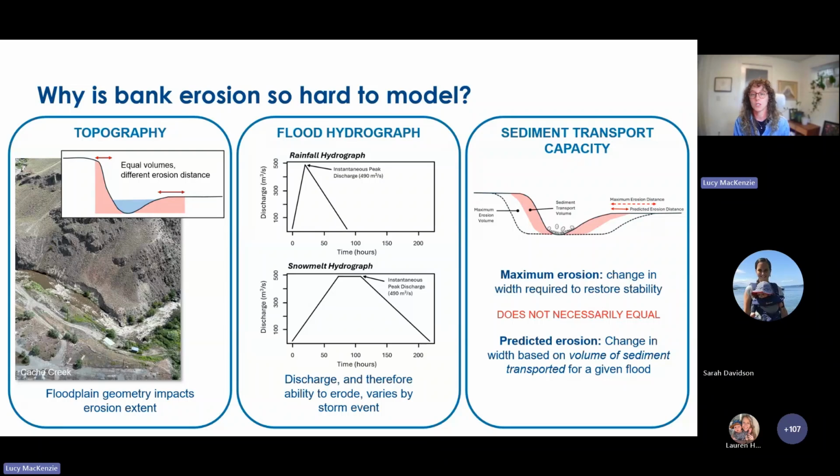These complexities begin to shed light on why modeling bank erosion requires careful consideration of multiple interacting factors, and why it took numerous scientists with numerous degrees, numerous years to develop the model that I'm about to introduce.